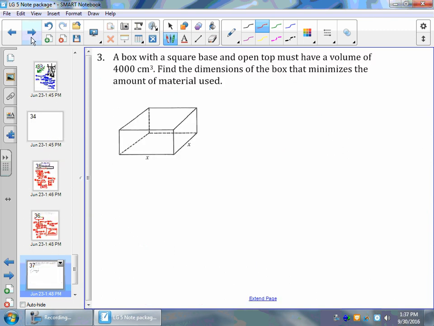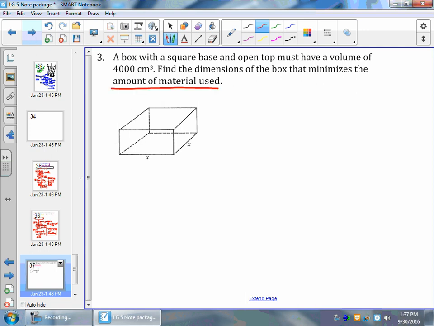Next one is a box with a square base and open top. And again, please remember, even though sometimes I forget to say it, pause, fast forward, make sure you're trying these on your own. Learn, learn, learn. All right, a box with a square base and open top must have a volume of 4,000 centimeters cubed. Find the dimensions of the box that minimizes the amount of material used.